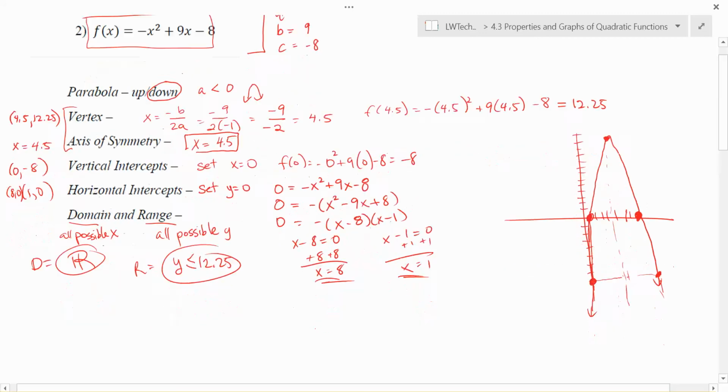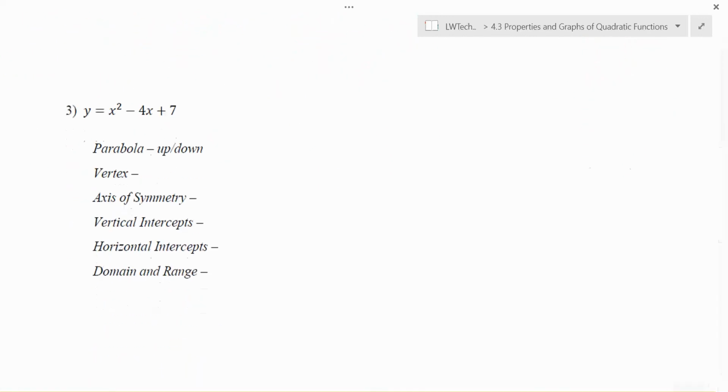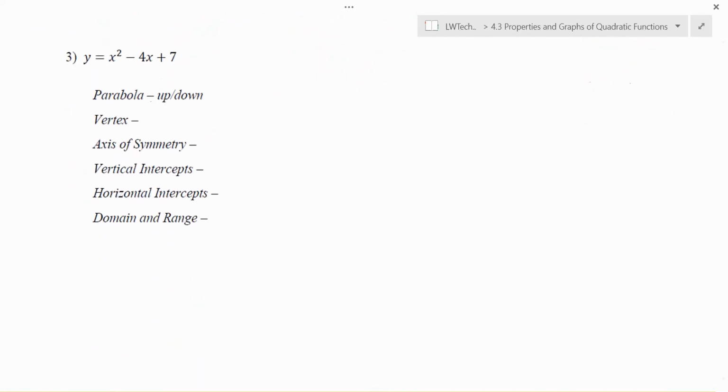All right, let's try another example here. Our next example is to look at the function y equals x squared minus 4x plus 7. Again, in this case, it's very helpful at the very beginning to identify your values for a, b, and c, because we use them in several places.